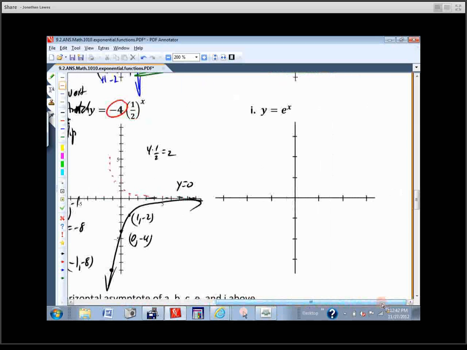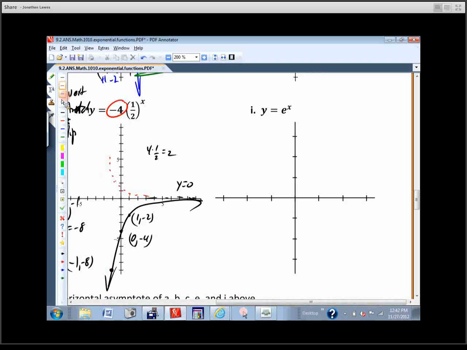Okay, let's take a look at the next one. Has anybody seen this before? Okay. Okay, e is called the natural number. Okay, e is approximately 2.71. It's a big, long, irrational number.